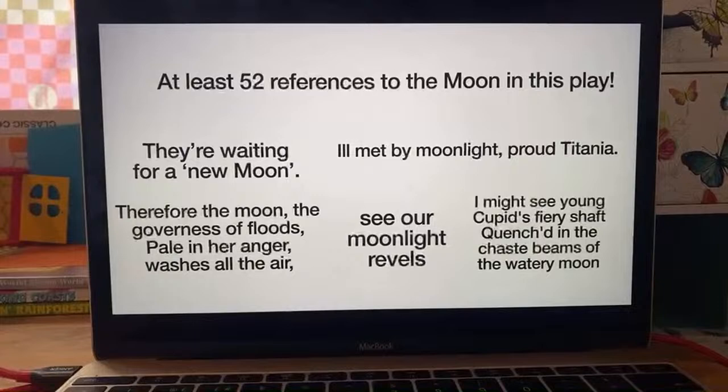Yes, so there's loads of references to the moon in Midsummer Night's Dream. I think more than in any other Shakespeare play. If you get the script and just search for the word moon, at least 52 references come up. The moon's doing a lot of work in Midsummer Night's Dream. All these different lines. They're waiting, obviously, for a new moon, so it's showing time going by.